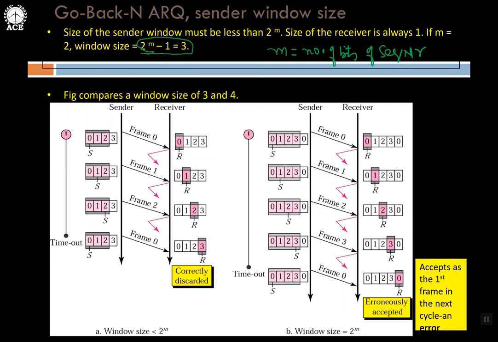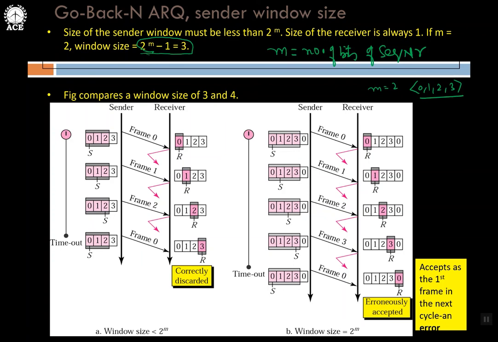First compare this scenario where I am taking a window size of 3, although the maximum would have been 4. So what will happen if I take 4? What if I take m equal to 2 as shown? The number of sequence numbers is 4, which are 0, 1, 2, 3. So the sender can have a maximum window size of 0, 1, 2, 3. If it takes 0, 1, 2, 3, then what problem am I going to have?